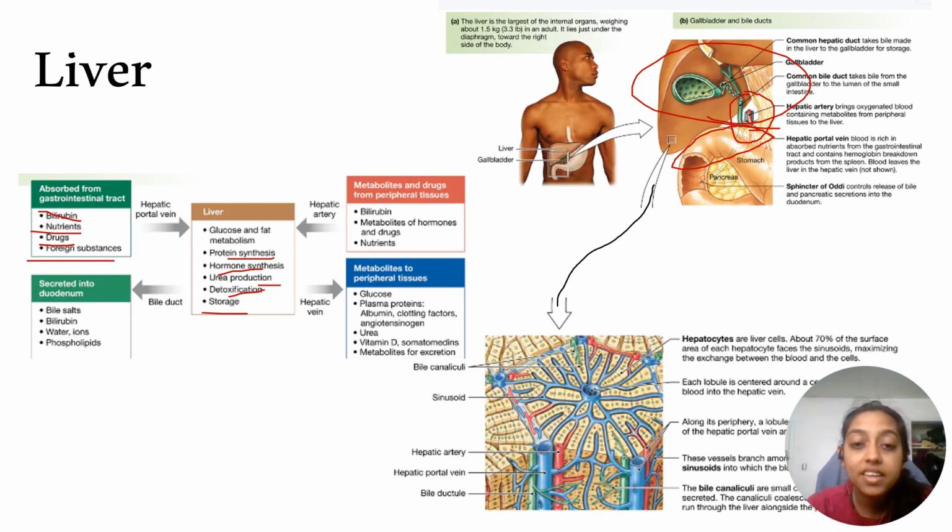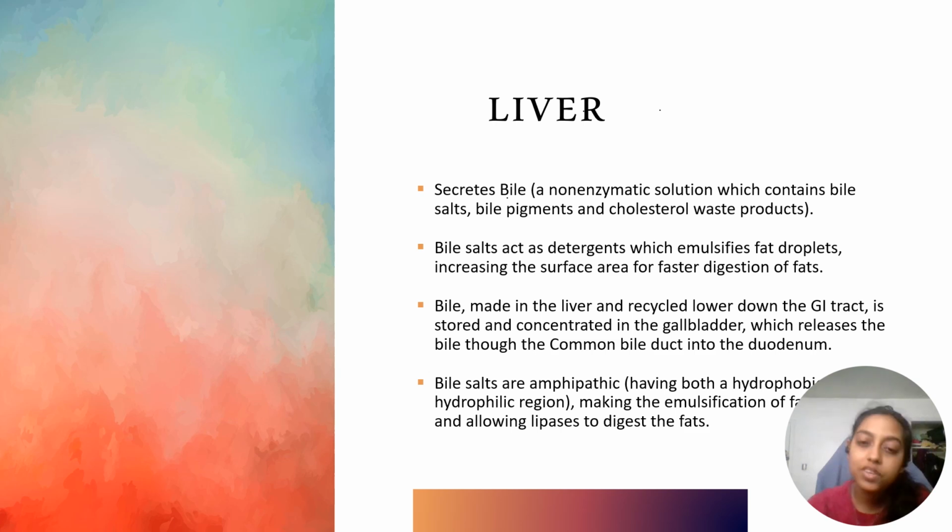Moving on to the next slide, you see the liver. Now the liver secretes bile, a non-enzymic solution which contains bile salts, bile pigments, and cholesterol waste products. So it's not just focused on digestion, but it's whatever waste products the body wants to get rid of through the feces. The bile salts act as detergents which emulsify fat droplets.